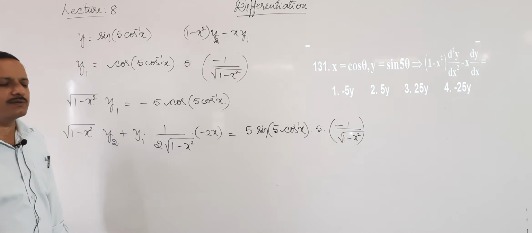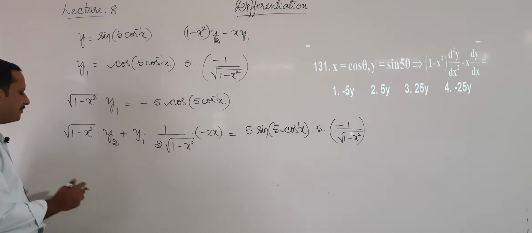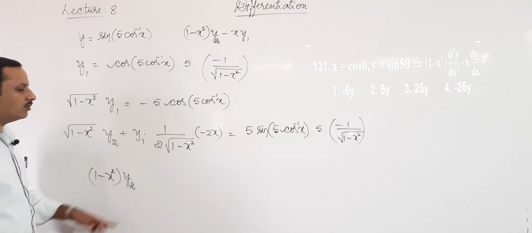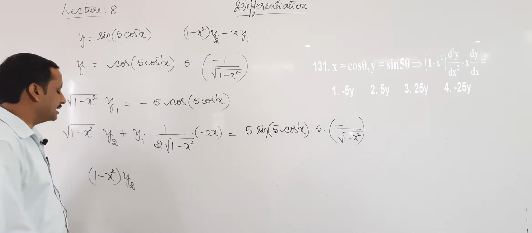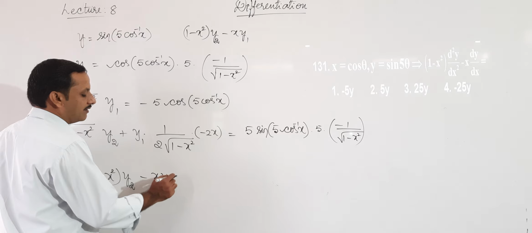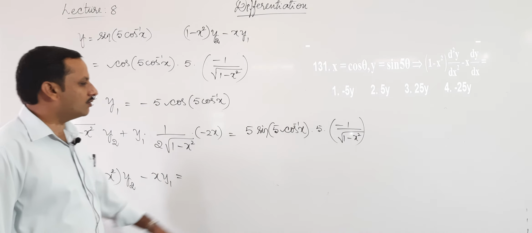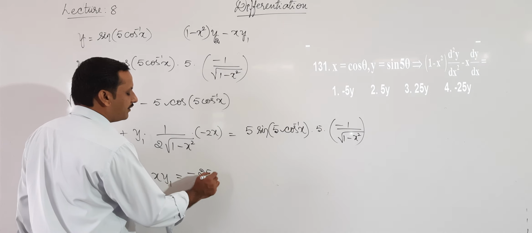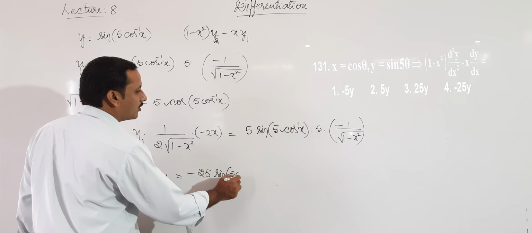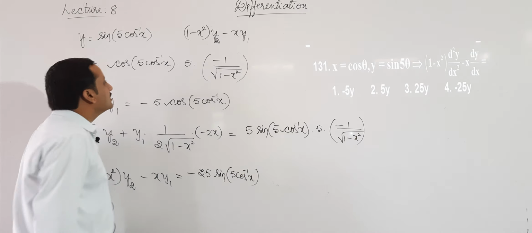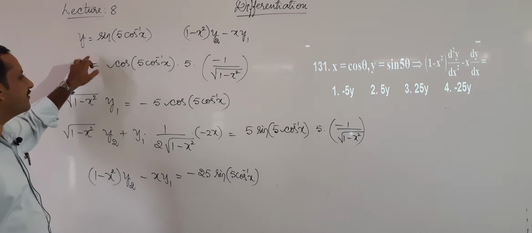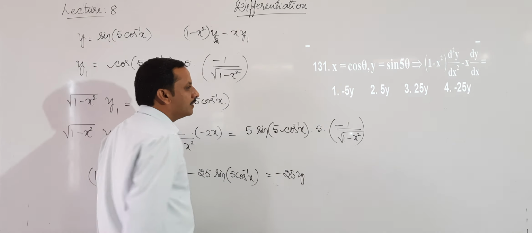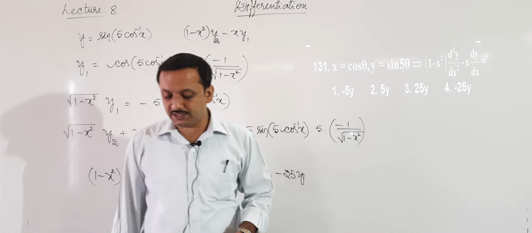Now multiply this equation by root 1 minus x square. When I multiply by root 1 minus x square, this will become 1 minus x square into y2. Here root 1 minus x square gets cancelled, 2 also gets cancelled. So you have minus xy1. On RHS, root 1 minus x square we have brought here. So we will be left with minus 25 sin of 5 cos inverse x. Sin of 5 cos inverse x can be replaced by y. So the answer is minus 25y, which is the fourth option.